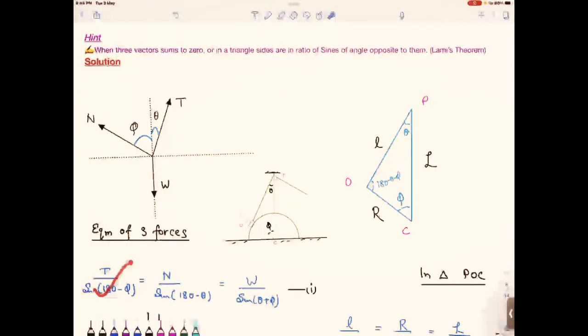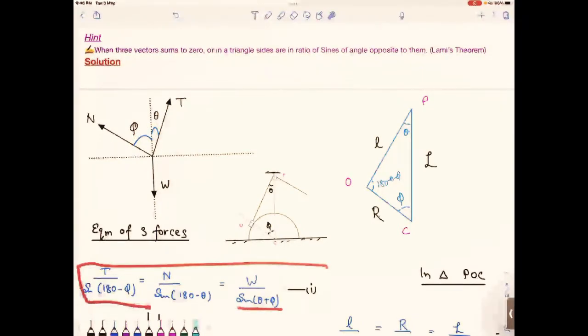So that is the first term. And the second term is the normal and the sine of the angle between the other two forces, and that angle will be 180 minus theta. And the weight, the sine of the angle between the other two forces, normal and tension, is sin(theta plus phi). That is what we can conclude from the equilibrium equation of a particle under three forces.